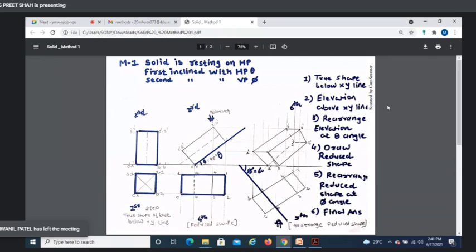Whenever an object is resting on the HP plane, first you incline with the HP plane, and secondly you incline with the vertical plane. This order should remain the same. So first, draw the true shape of the base below the XY line. Second, draw the elevation part. Third, rearrange your elevation part at theta angle. Then draw the reduced shape. Fifth, rearrange your reduced shape at phi angle, and then finally the answer. Now, inclination with HP is called theta. Inclination with the vertical plane is called phi.